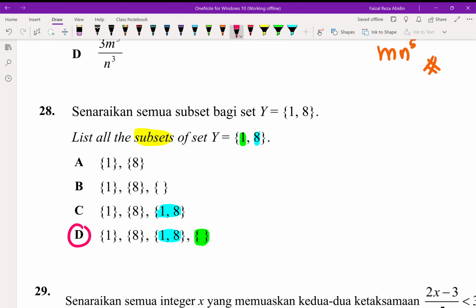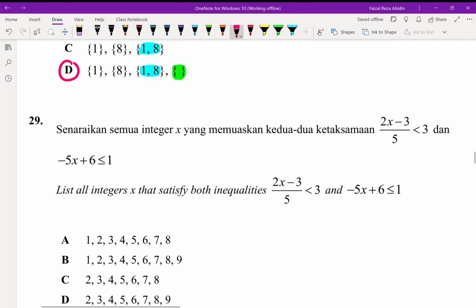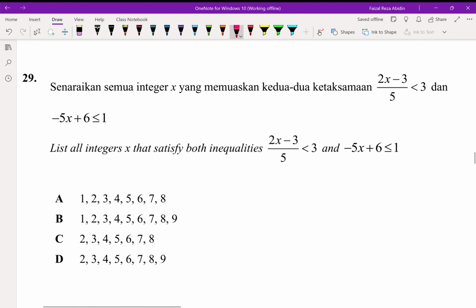Okay. Can class. So no. Okay. Next one. Oh, form 1. Isn't it this one? Form 1. Linear inequalities. This is form 1.